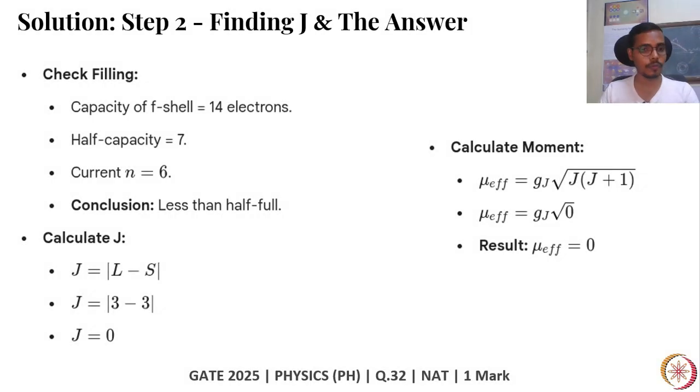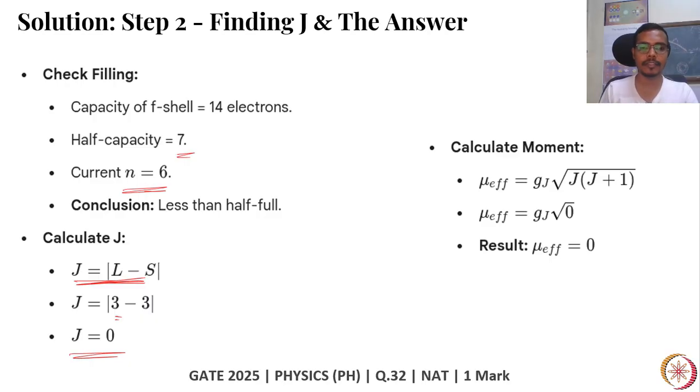Now for the third rule, the shell holds a maximum of 14 electrons. So we have 7 boxes, 14 electrons. Half capacity is 7, and currently our occupancy is 6. Since 6 is less than the half-filled value of 7, we use the subtraction rule, that is J is L minus S. So we found L is equal to 3 and S is equal to 3. So we have finally our J as 0.